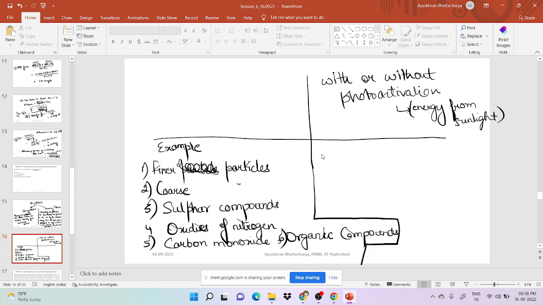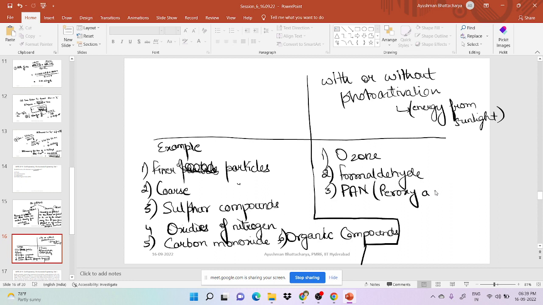However, for secondary pollutants, the examples are: first, ozone. Second is formaldehyde. Third is PAN, which we know as peroxyacetyl nitrate. Fourth is photochemical smog.